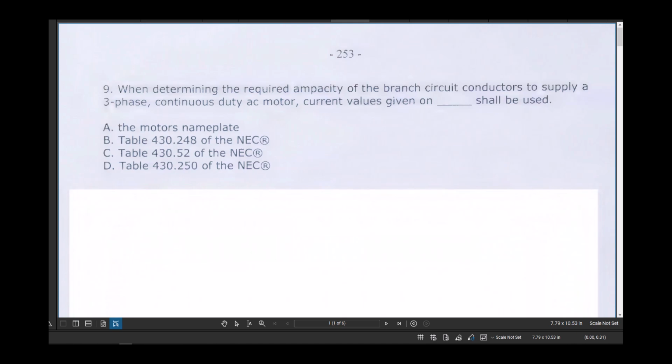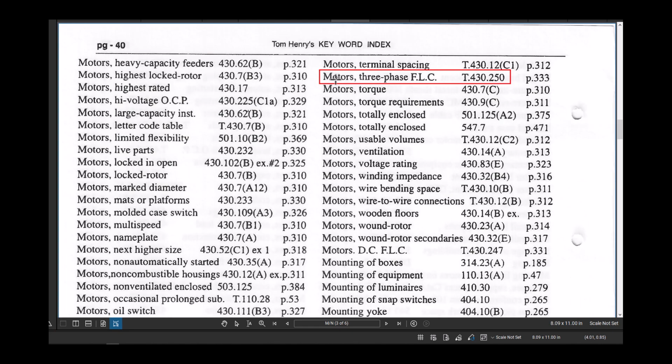For finding the keyword for this question, generally we're looking for ampacity in the motor section, where branch circuit is one of the considerations, and the other one is three-phase continuous duty AC motor. If we highlight what we should take a look at, we have ampacity and branch circuit. Generally we go to the motor section because the motor section has its own rules. And if I go to Tom Henry's index, motors 3-phase FLC, Table 430.250, which is our answer.